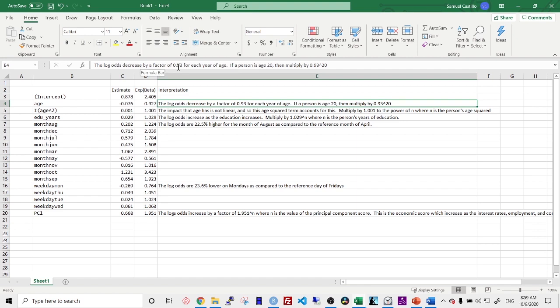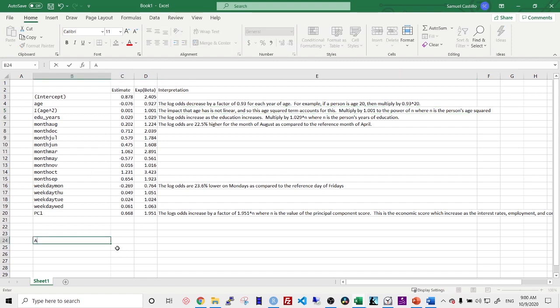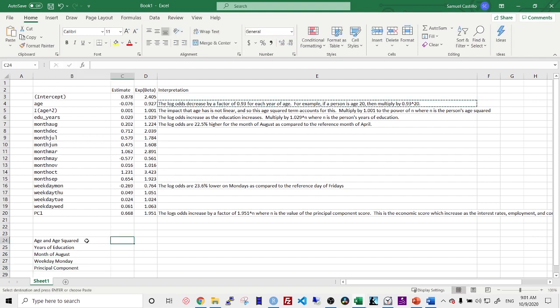So the log odds decrease by a factor of 0.93 for each year of age. For example, if a person is age 20, then multiply by 0.93 20 times. Or just multiply by 0.93 to the 20. And let's just combine age and age squared together into a single table. So let's just make a new table. Let's just use these variables, age and age squared, and then month, August, years of education, and then weekday, Monday, and then principal component.